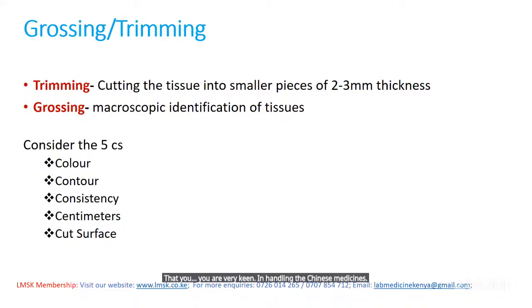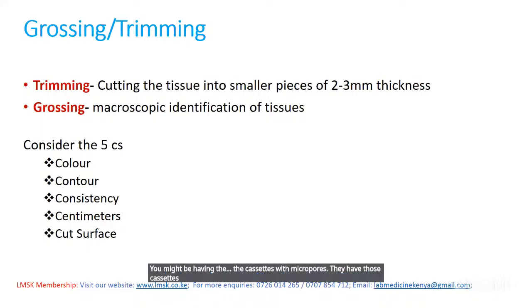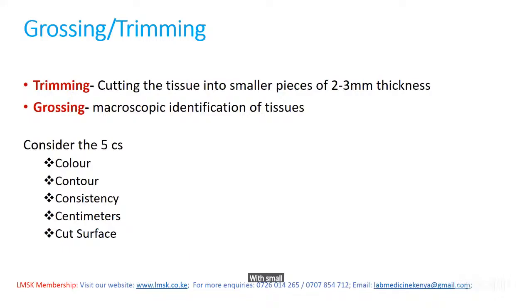If your laboratory is lucky enough, you might have cassettes with micropores. They have very tiny pores that will not allow the tissues to escape. And then you just use that particular cassette with small tissues without having to put in filter papers.